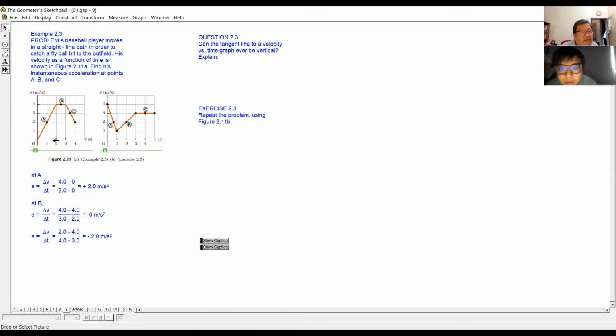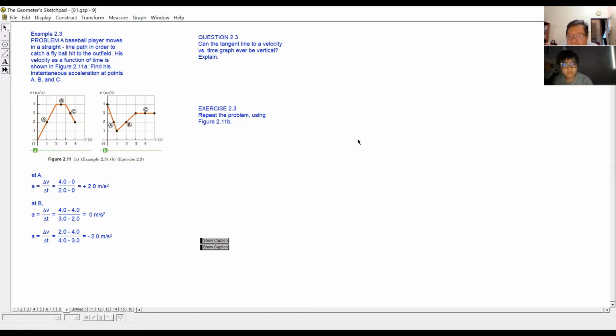So what is the delta V in section A? What is the delta V? VF minus VI. How much is the VF here? Four. How much is the initial velocity here? Zero. So you use 4 minus 0.